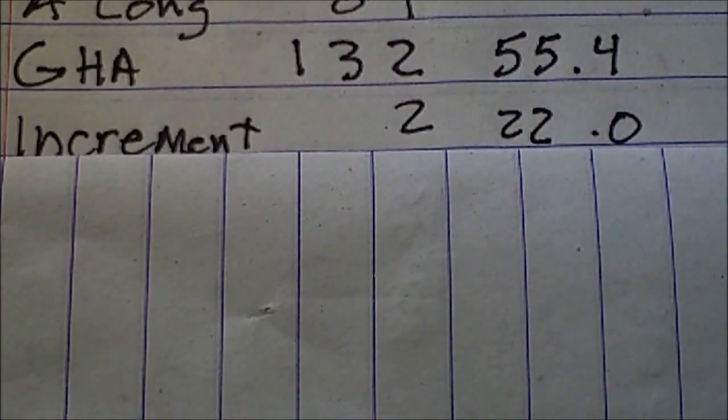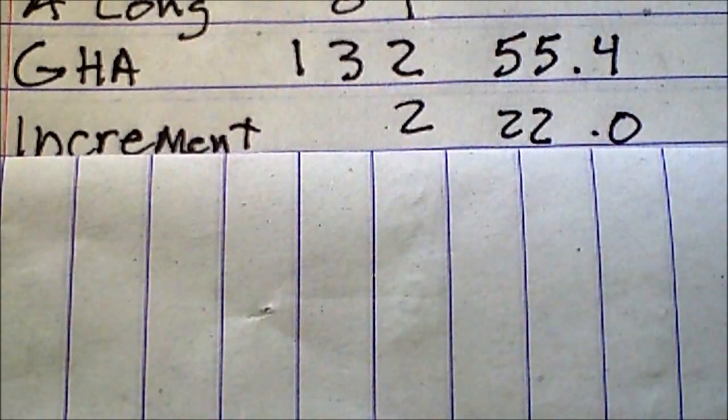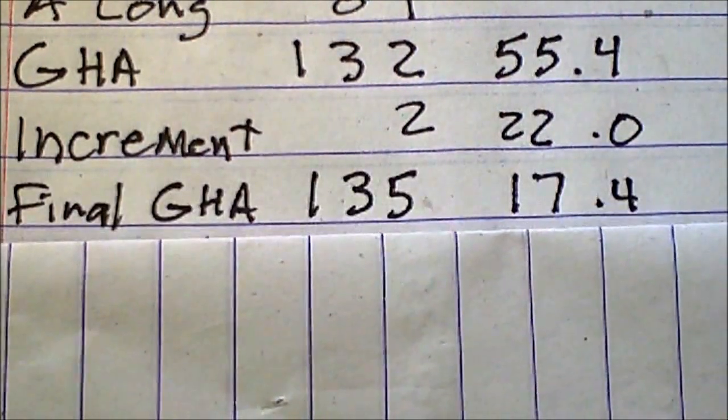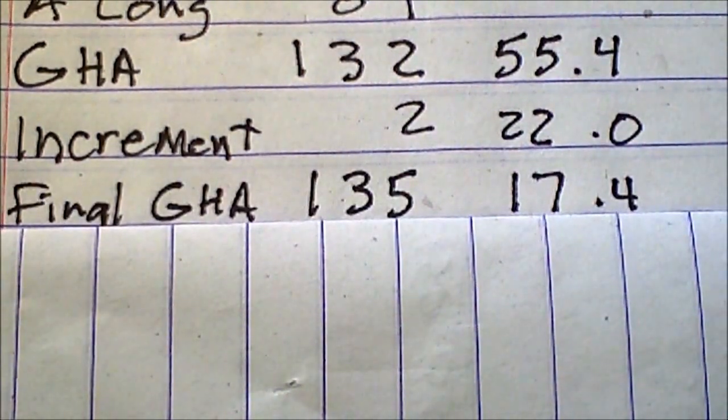Next we add up the GHA and the increment. So that's 132 degrees, 55.4 minutes, plus 2 degrees, 22.0 minutes. That gives us a total final GHA of 135 degrees, 17.4 minutes.